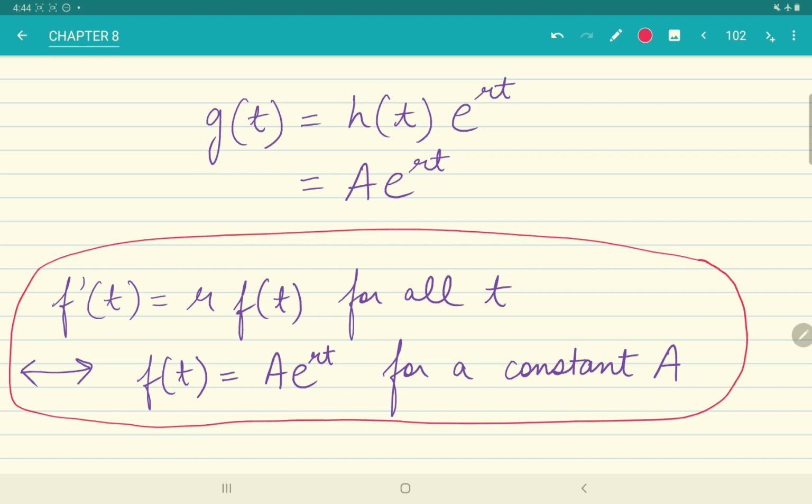And we are now going to consider some applications where this is important. This particular fact is important, that if you have a function characterized by a constant relative rate of increase, that function is going to have this type, which is a e raised to the power rt.